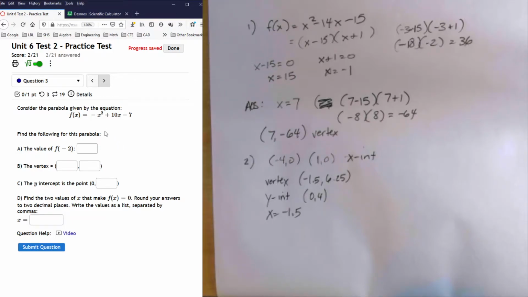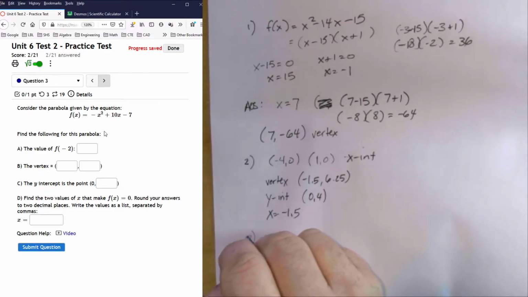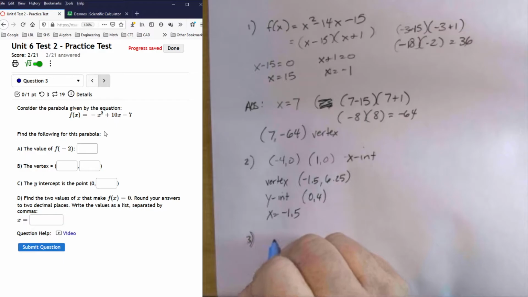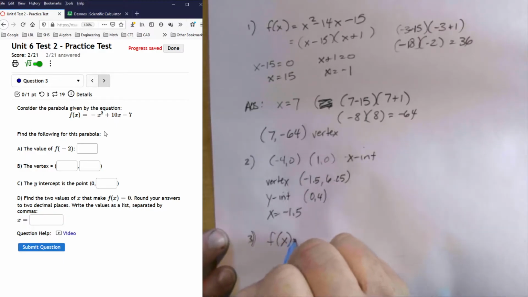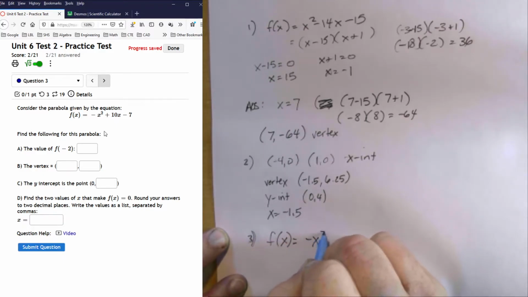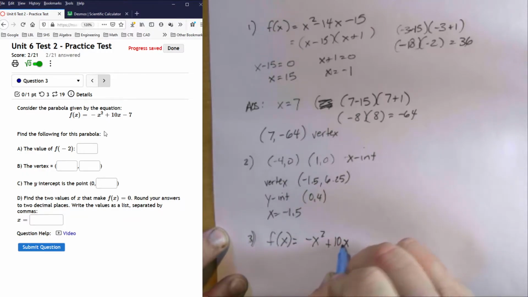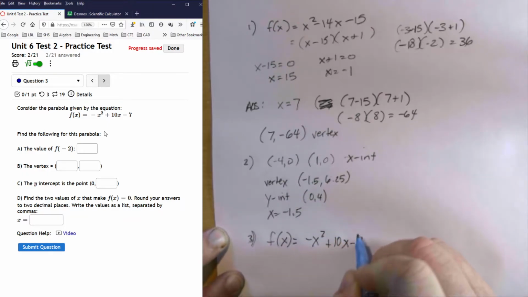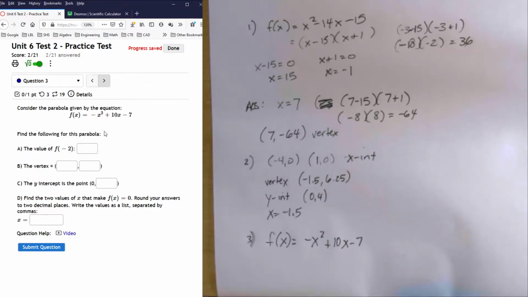Okay, so question number 3, similar thing here. So they give us the function. They tell us that f of x is equal to negative x squared plus 10x minus 7. Okay, and so this one doesn't factor easily, right? If I look at the factors of 7 and I'm trying to make a 10 out of them, they don't quite work. So it's not an easily factored one.